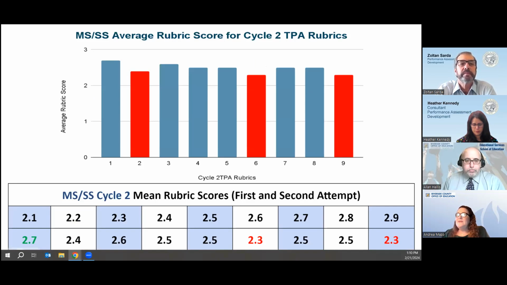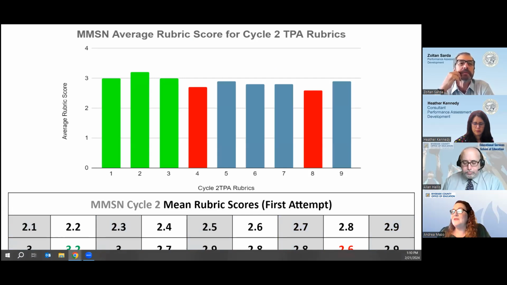Then I wanted to go a little bit deeper with cycle 2, because this is where candidates have to use rubrics as they're scoring. Looking at our multiple subject, single subject data, again, rubrics 2.6 and 2.9 are ones that we would like to consider. And 2.6 actually does deal with rubrics itself. That's part of the reason why I think this data is really interesting, because we're seeing some trends across all programs in some areas that we might want to look at and try to support a little bit more with our candidates to help them with the passing.